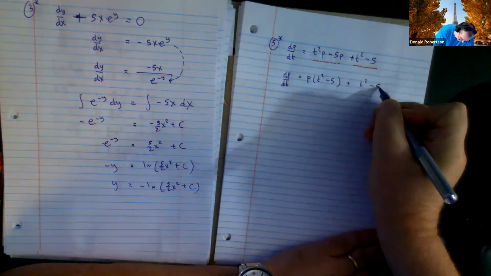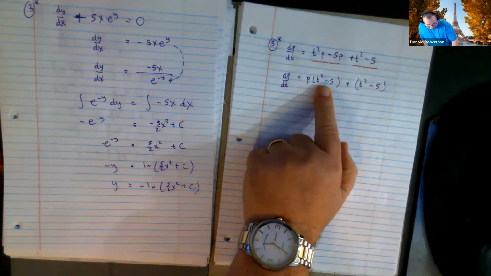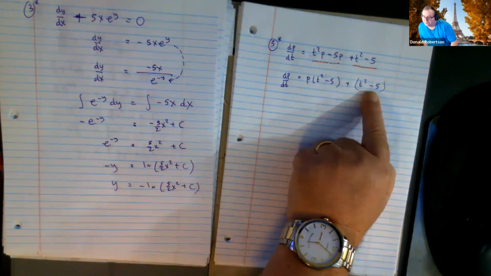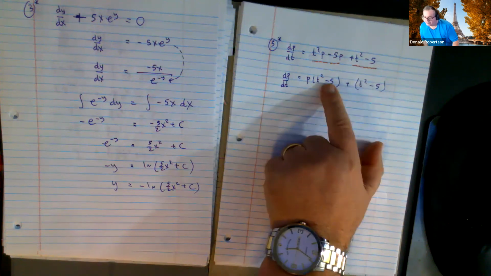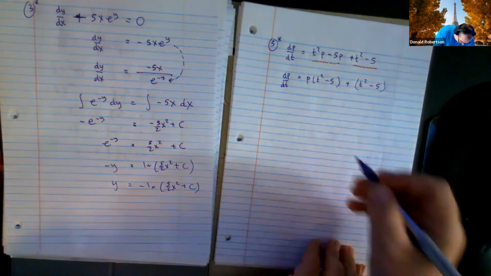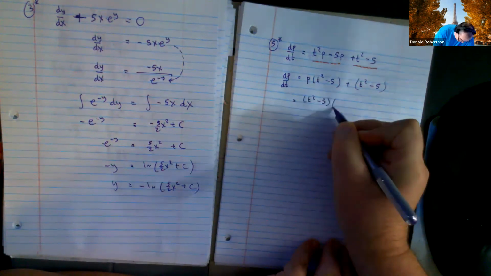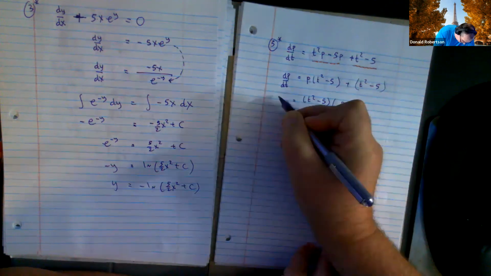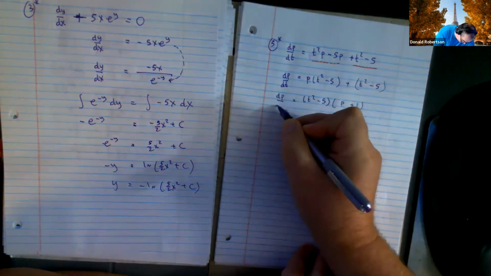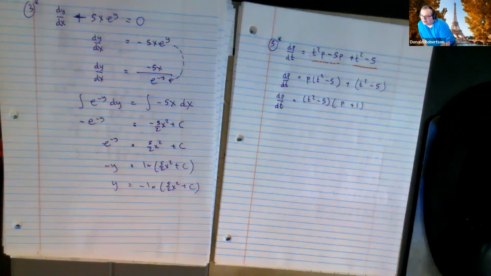Okay, now I'll put a little bracket around that guy. Do you notice that this expression has a t squared minus 5 in it, and so does this one? Technically then, aren't these common factors? And that means that I can do a t squared minus 5, p, and there's only one of them. Sneaky. You see how that worked?